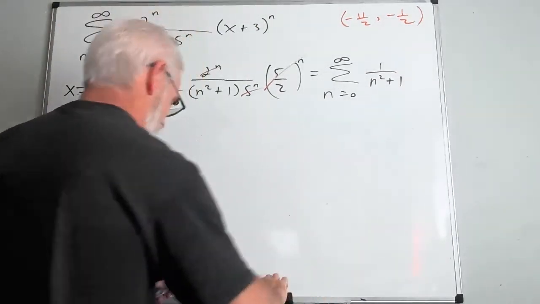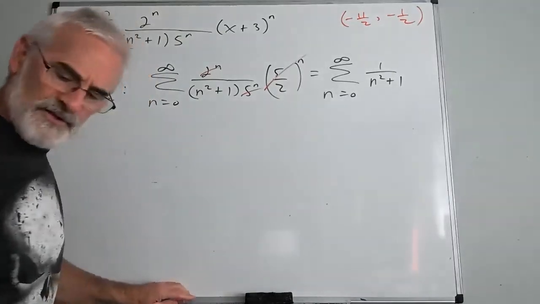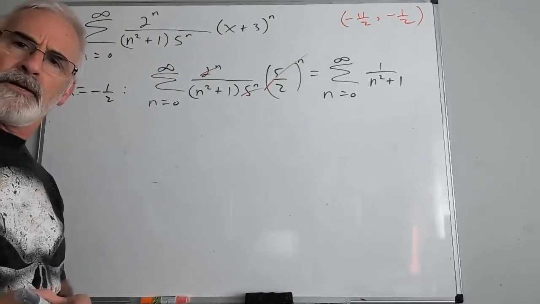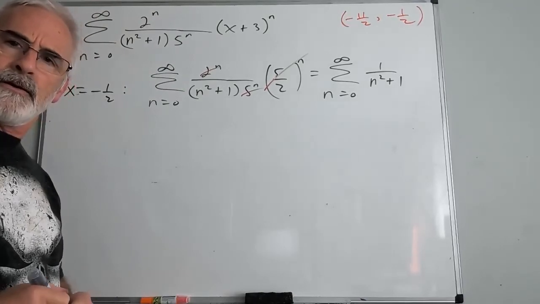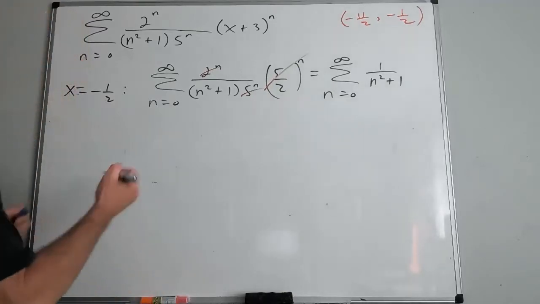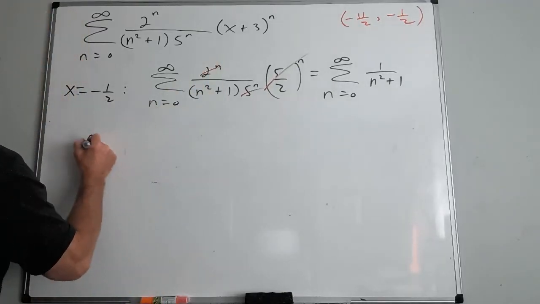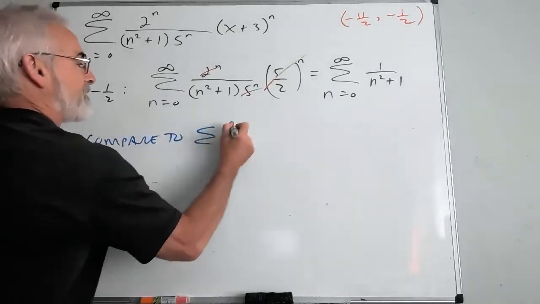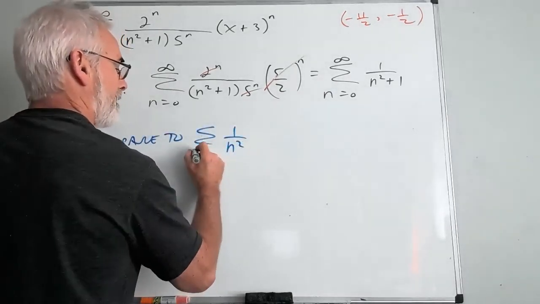So here's what we're going to do. We are going to compare this to what? What series should we compare it to? 1 over n squared, and the series, not the term. Some folks forget the summation part. So I'm going to compare to the sum of 1 over n squared.